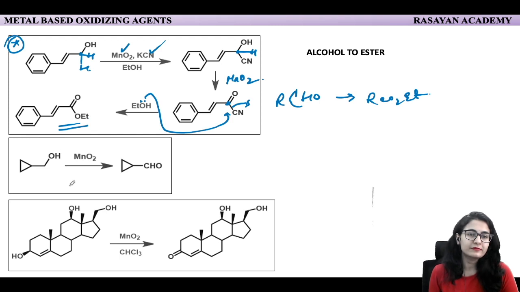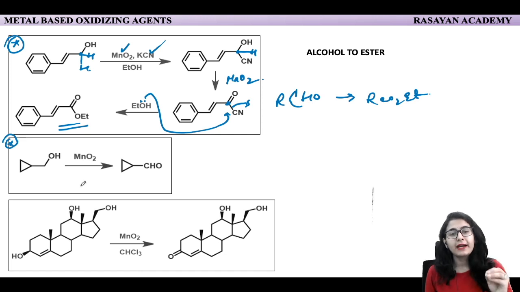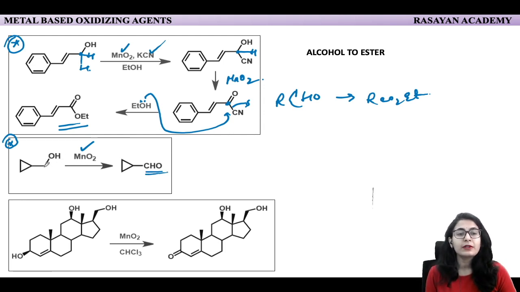Okay. Now you have a three-membered ring over here, a strained molecule, but again MnO2 is only doing its job. It is only converting the alcohol to an aldehyde, and you know it's a primary one, but also it is connected to a cyclopropyl group. So guys, the alkene and the cyclopropyl group, they are energetically the same, so the reaction is almost similar, right?